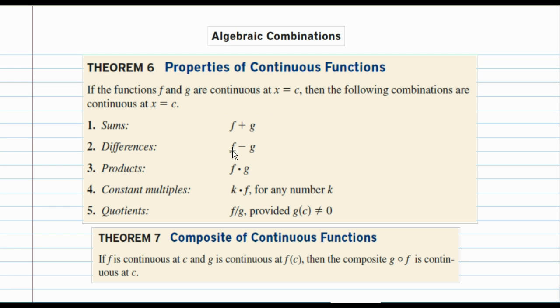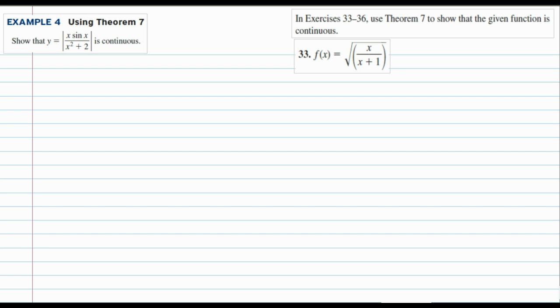The difference of two continuous functions is still continuous, etc. The product, a constant times a continuous function, still continuous, and the quotient of two continuous functions, still continuous. And then theorem 7 also states that the composite function of two continuous functions is still continuous. So let's look at example 4 and use theorem 7.